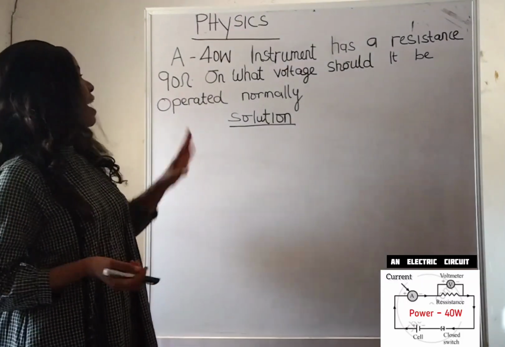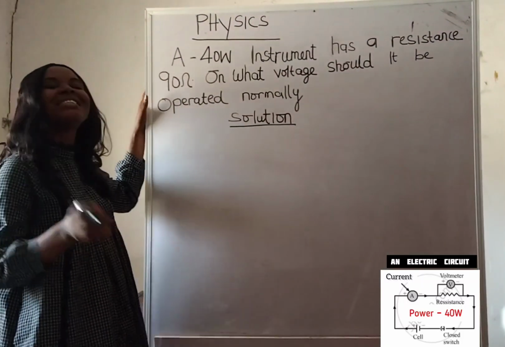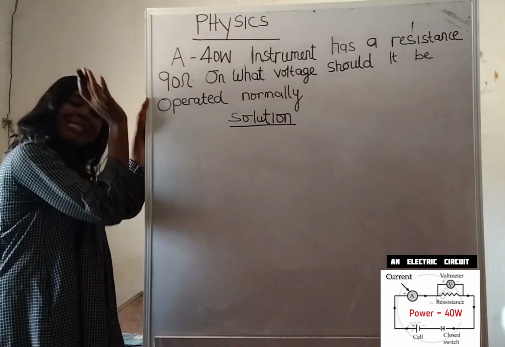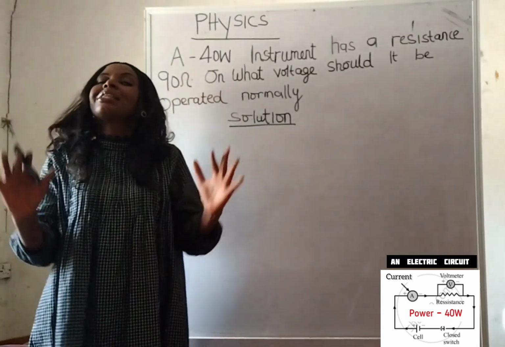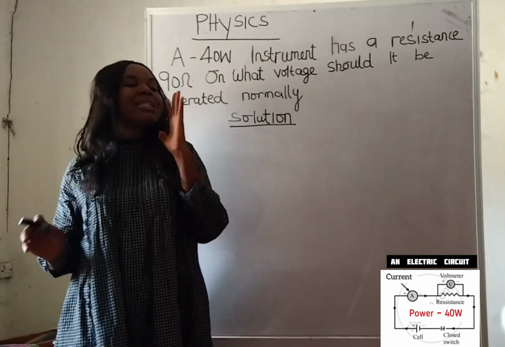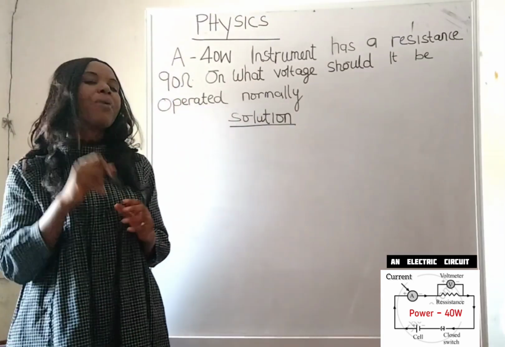Everyone, please look at the board. On the board is a question from electric circuit. Before we start to solve this problem, I want us to know that an electric circuit is made up of three basic parameters.